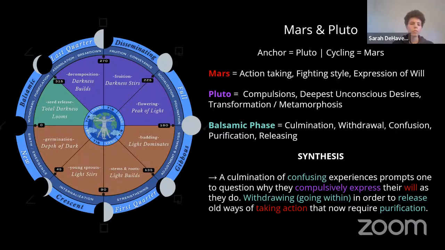So again, a culmination of confusing experiences prompts one to question why they are compulsively expressing their will as they do. Withdrawing, going within, in order to release old ways of taking action that now require purification, because the answers at this phase are very much going to be coming from within with sincerity, if taking a sincere approach. And yet it does bear mentioning that the answers could come from without too, but that the clarity of those answers coming from the outer world is going to be very dependent on how connected within the individual happens to be.